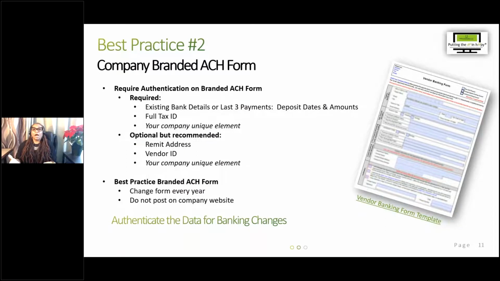All right, so let's move on to best practice number 2, and that is a company branded ACH form. So I talked about authenticating the requester so that you know that who you're getting that information from is a valid person. But you can also go a step further, especially when vendors are changing their banking, and collect their banking information on a company branded ACH form. And you can put whatever information you want on this form to make sure that you are dealing with the actual vendor, and to make sure that if they're changing it, that it is valid.